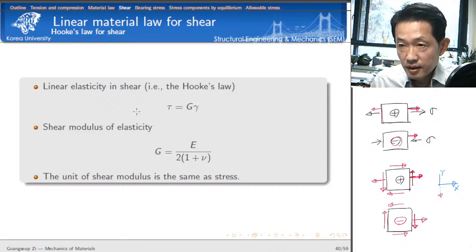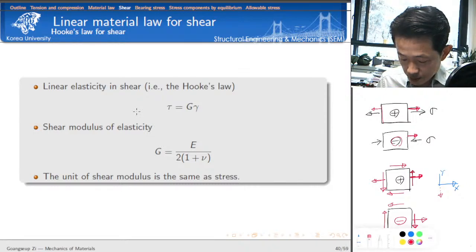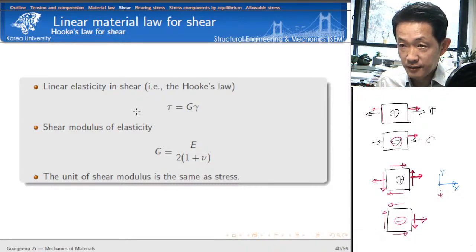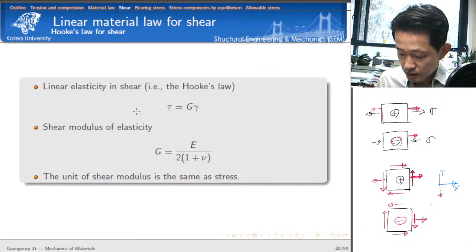So again, the relation between the shear stress and shear strain is linear too, as long as we discuss the material behavior in the linear elastic range. The shear stress is proportional to the shear strain, and the proportional coefficient is given by G.